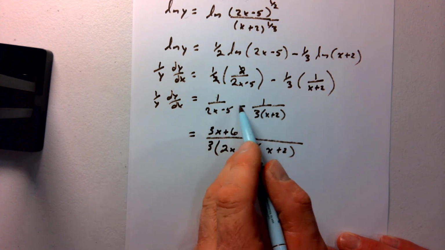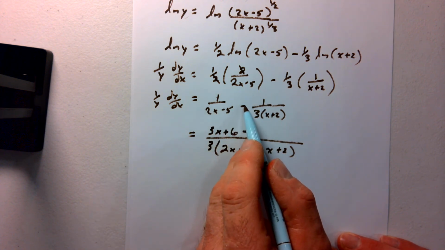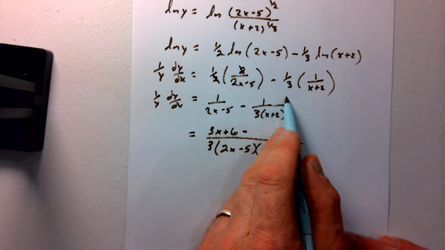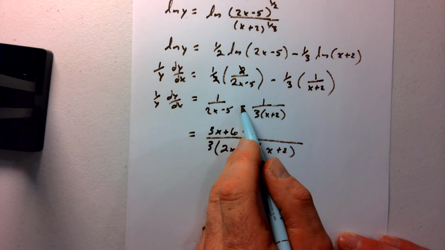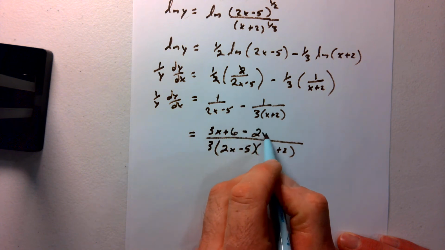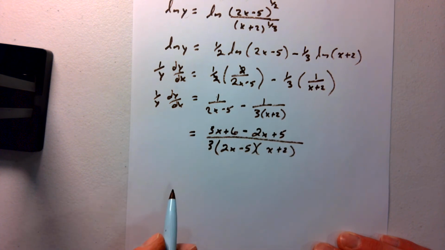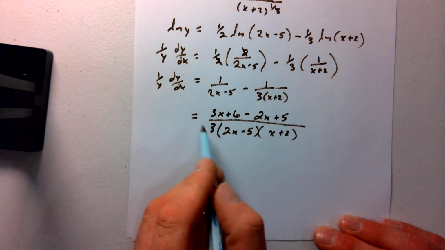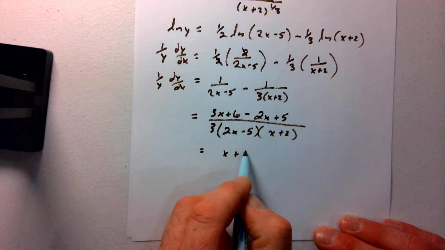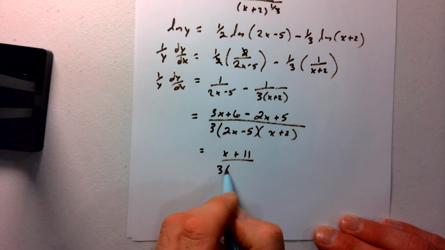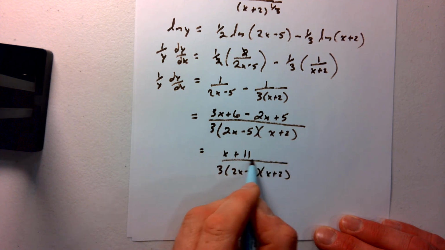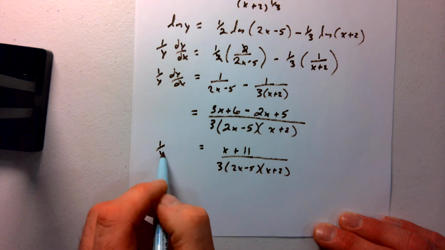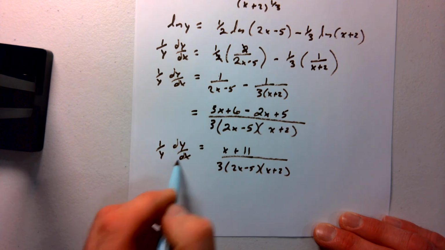2x minus 5. I'm going to be very careful with that minus sign because it's got to distribute to everything in here. So I'm going to take that 2x minus 5 and multiply it by negative 1. So I'm going to get a minus 2x and then plus 5. Cleaning up my numerator there, I get x plus 11 over my 3, 2x minus 5, and x plus 2. And again, that equals 1 over y dy/dx.